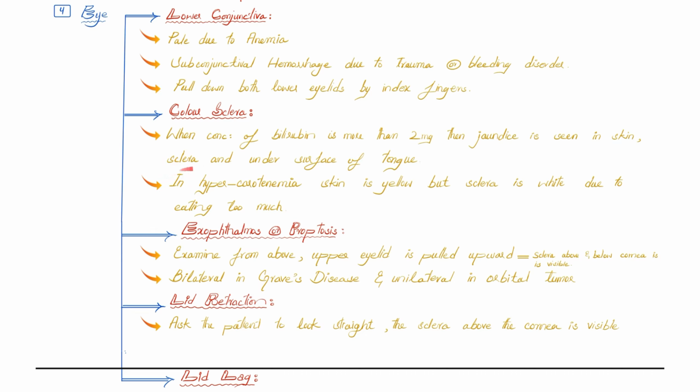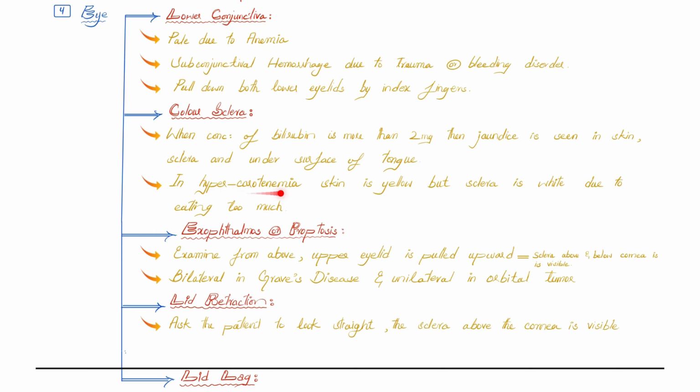However, there will be yellow discoloration of the entire body when there is hypercarotenemia. But at this time, when there is a high level of hypercarotenemia, means high level of carotene in the blood, the sclera will be white. It does not get yellow discoloration. And hypercarotenemia occurs due to eating too much carrot, pumpkin, or sweet potatoes, or it may occur in diabetes mellitus and nephrotic syndrome.